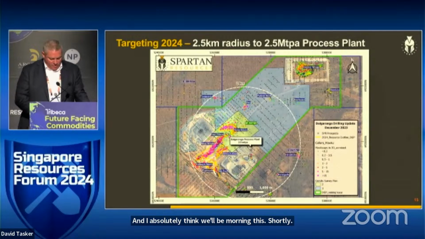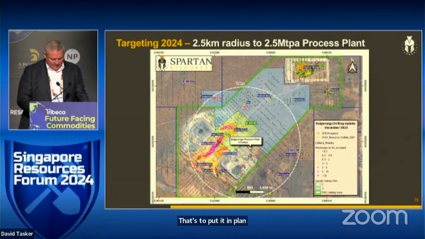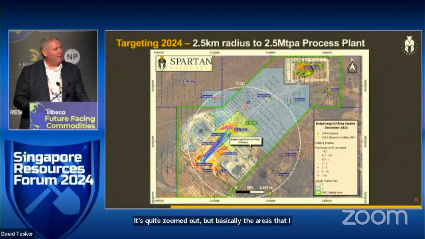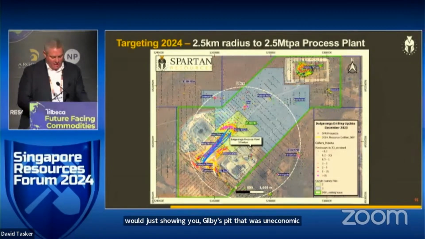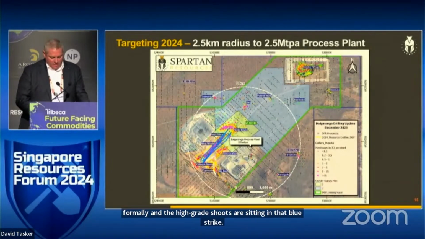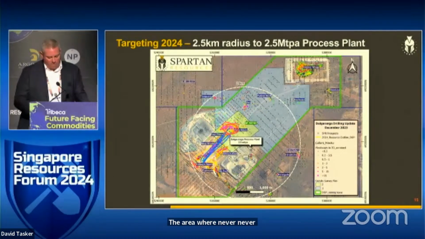That's to put it in plan view. It's quite zoomed out, but basically the areas that I was just showing you, the Gilbey's pit that was uneconomic formerly, and the high-grade chutes are sitting in that blue strike. The area where Never Never is, the 1 million ounces, or just shy of 1 million ounces at the moment, is right where that red circle is.